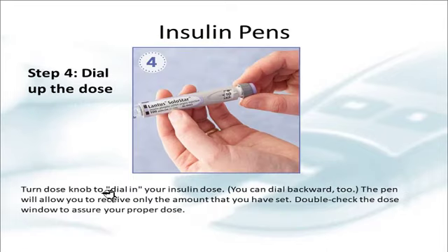You'll then turn the knob on the dial until you reach the insulin dose that you need. You can dial backwards too if you need to. So in other words, if you go to 12 when you're meant to go to 10, you just dial backwards to 10. The pen will allow you to receive the amount of insulin that you have set. You'll then double check the dosing window to ensure you've put the correct number of units. So here's the dosing window here.